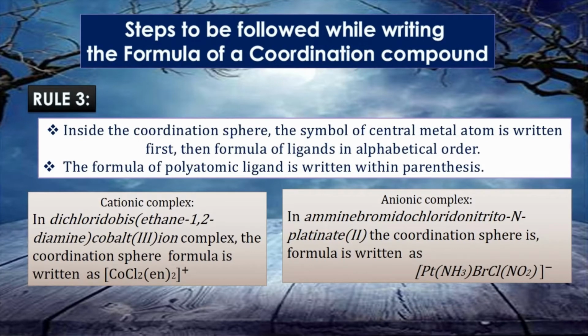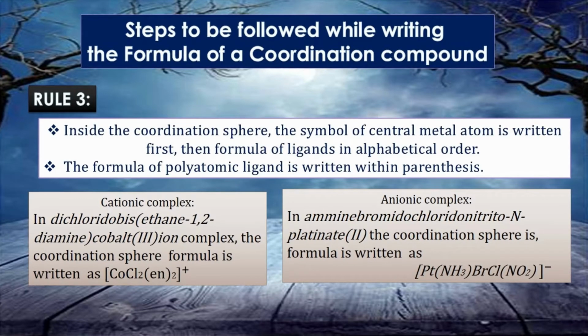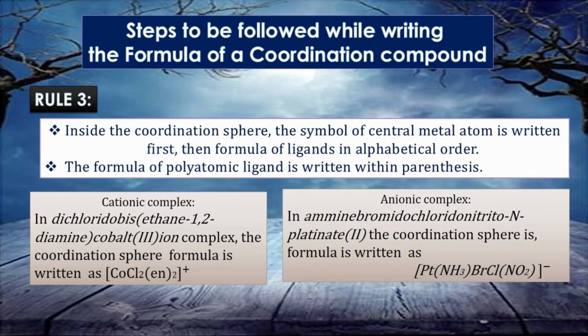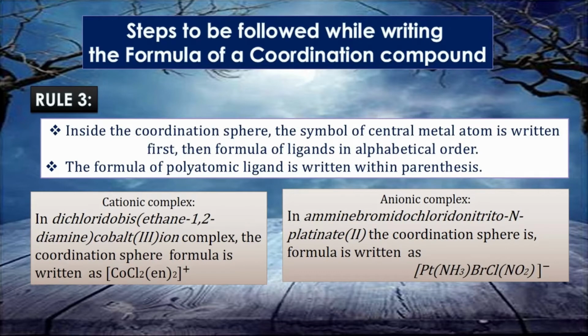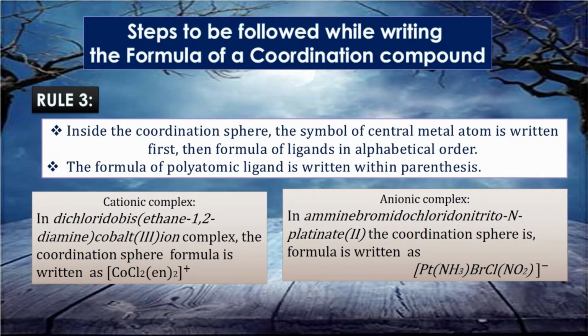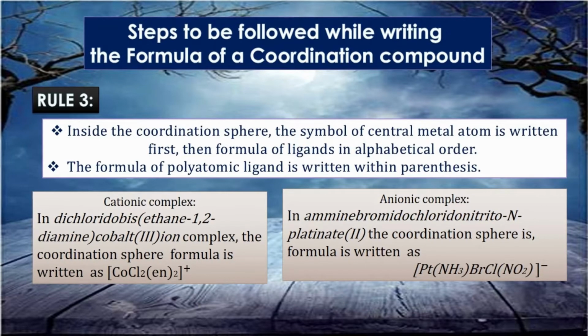So according to the alphabetical order, first we have to write the formula of amine ligand. So first we will write immediately after platinum NH3 symbol. Then we have to write bromido ligand symbol. So we will write Br. Then chlorido ligand formula. Then we have to write the formula of nitrito N ligand. Nitrito N ligand is NO2. Then we have to close the square bracket.